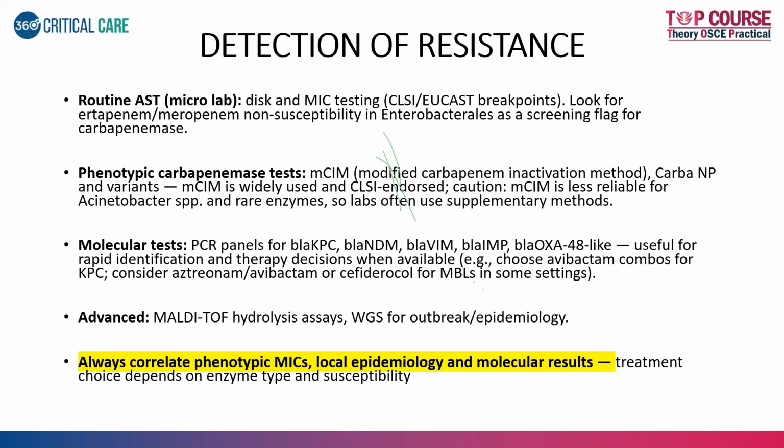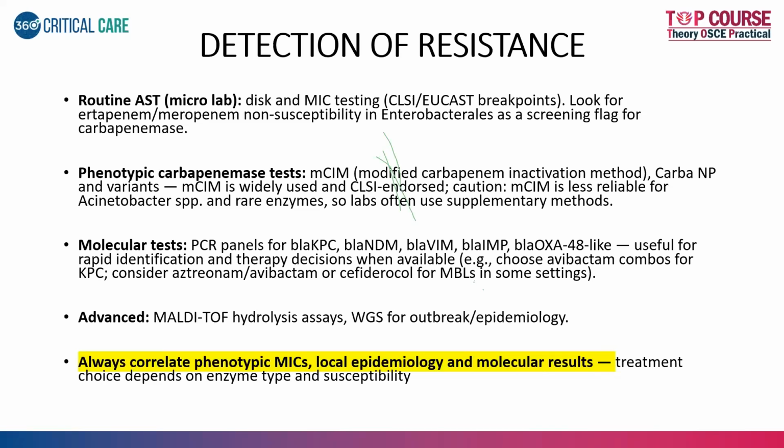Once you know that there is a resistance, the next step is to know what type of resistance it is. That is where all your OXA-48, NDM, etc., and all your other tests like CARBA-NP, all of them come. So you need to do a phenotypic assessment and molecular testing. Sometimes you can also do advanced techniques like MALDI-TOF. MALDI-TOF, mind you, is again a phenotypic detection technique. Along with that, there is something called WGS, that is whole genome sequencing. It's very easy to tell this in theory, but practically these are not routinely available. But from an exam point of view, remember this.